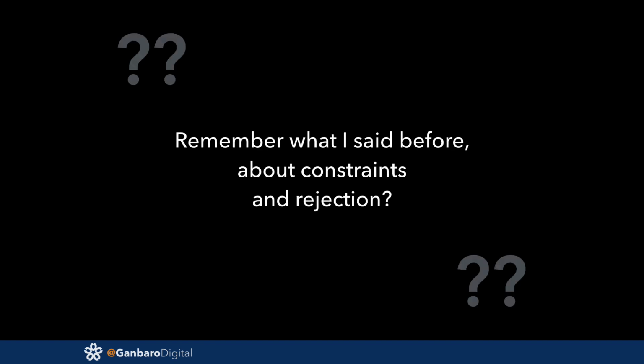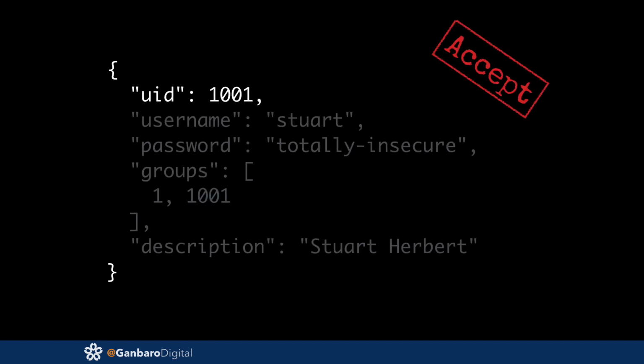But remember what I said before about how constraints work and how rejection works? What did I say about how JSON Schema does that? You accept it until you've got a constraint into it. Exactly right. So our positive integer is accepted, but our negative integer, what do you think is going to happen? It's going to accept it too. Absolutely right.